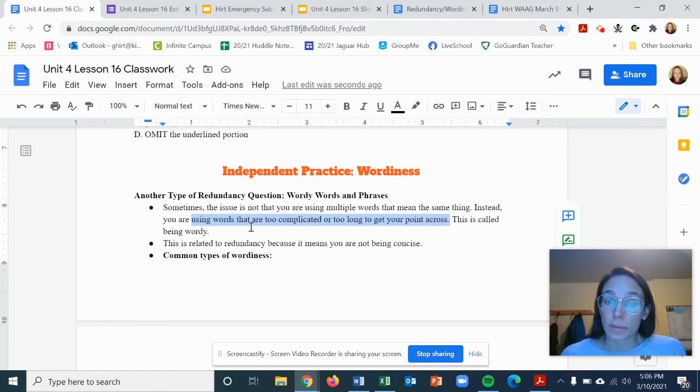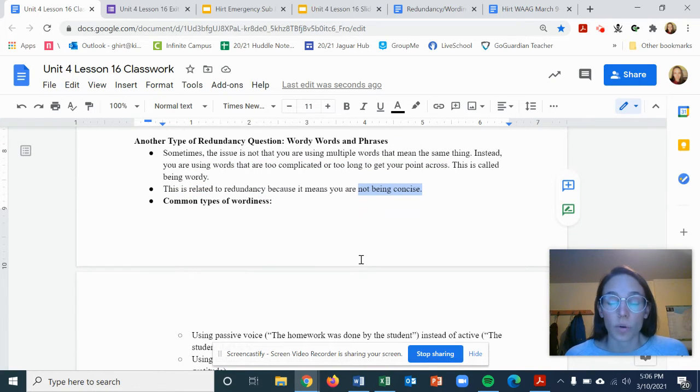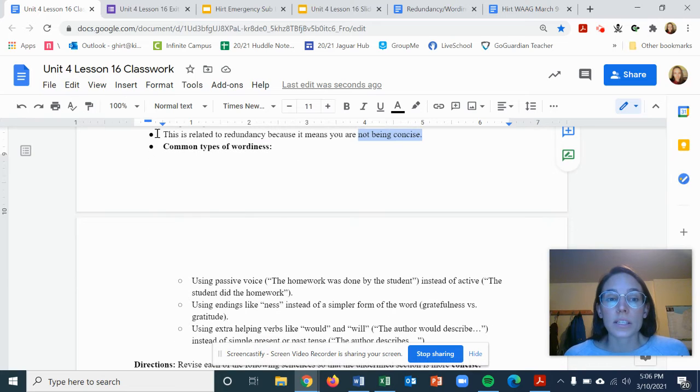And this is called being wordy. It's related to redundancy because it means you're not being concise, right? We want to be concise. We don't want to be wordy. So common types of wordiness are using passive voice.